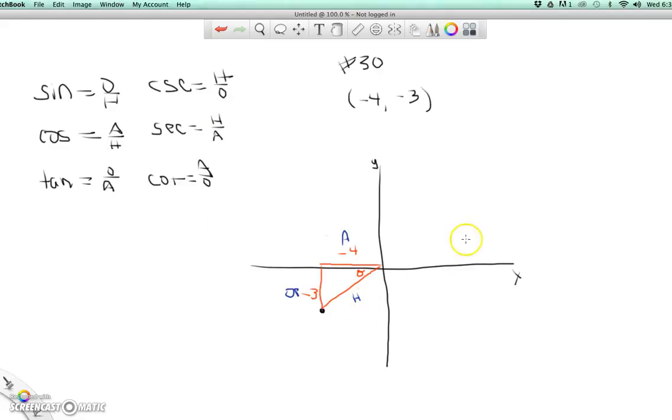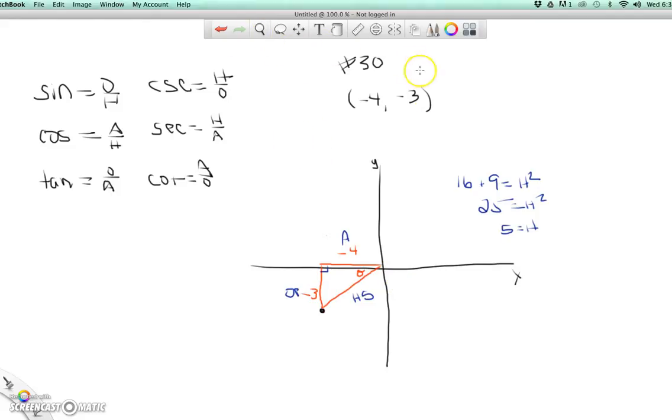In order to get H, we need to use the Pythagorean theorem: A squared plus B squared equals C squared. This is a 90 degree angle. So leg squared, -4 squared is 16, and then -3 squared is 9, and that will give us H squared. So this becomes 25. This is H squared. So the square root of 25, H must be 5.